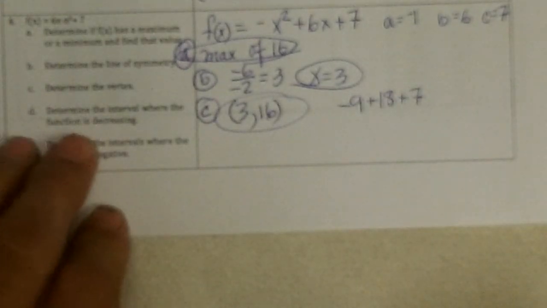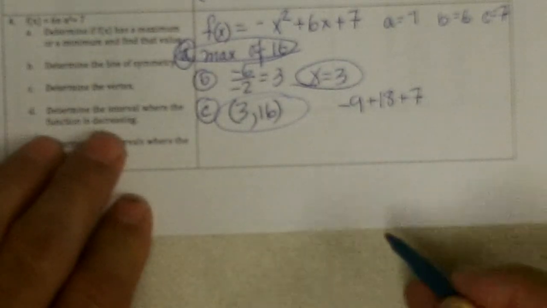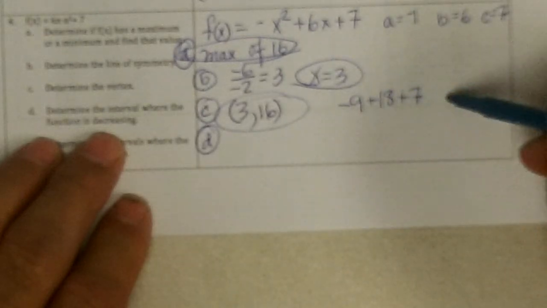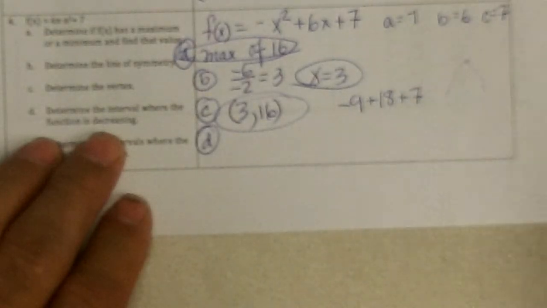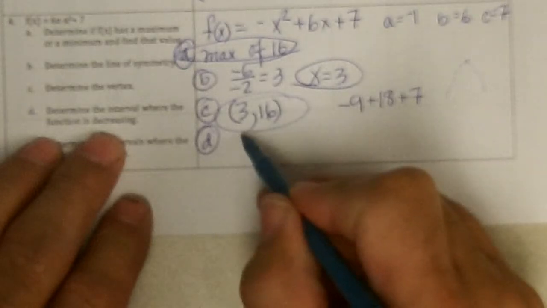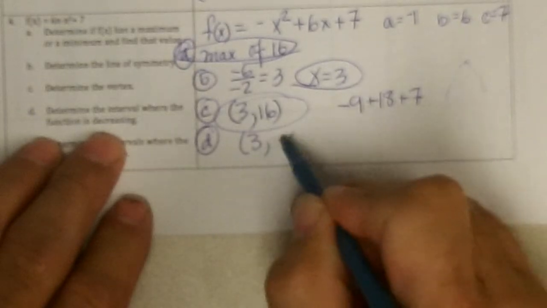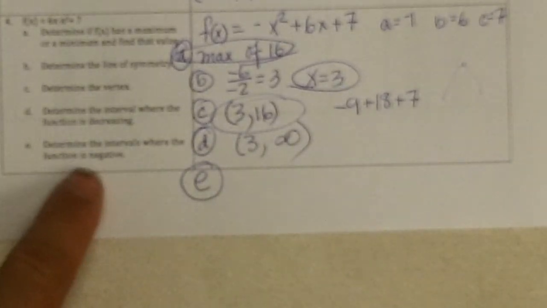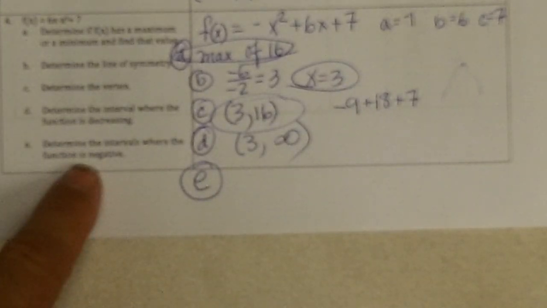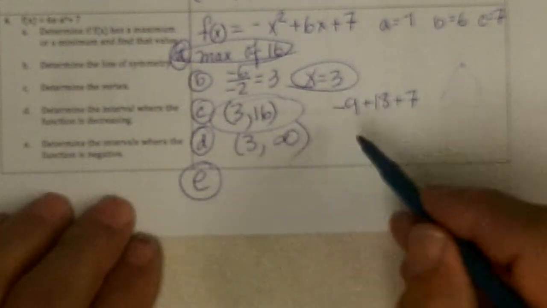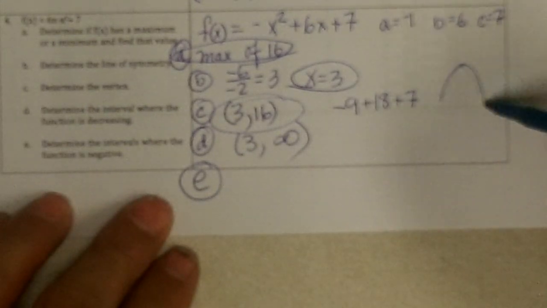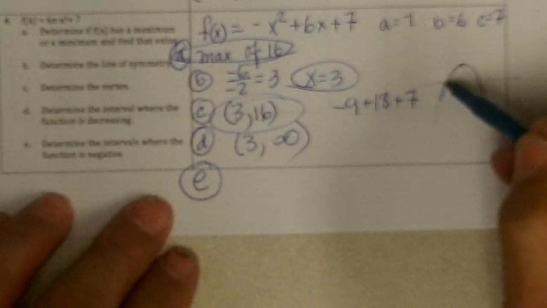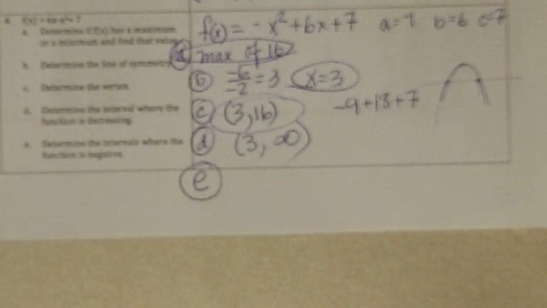And interval where the function is decreasing. D, it's decreasing, since it's an upside down parabola, from the vertex on, so from 3 on, 3 to infinity. And E, where the function is negative. Well, since it's an upside down parabola, it'll be negative on the wings. But I need to know the x-intercepts.